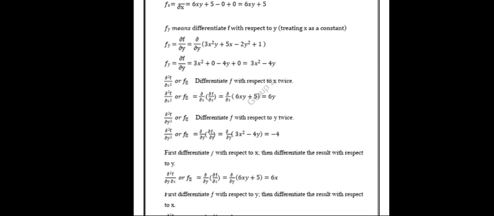Similarly, for the next example, f of y means differentiating f with respect to y, treating x as constant. So again we differentiate f with respect to y, or simply daba f with respect to daba y. Our f is again the same, 3x square y plus 5x minus 2y square plus 1, but now we differentiate it with respect to y. So our answer will be 3x square plus 0 minus 4y plus 0. So our final answer is 3x square minus 4y.